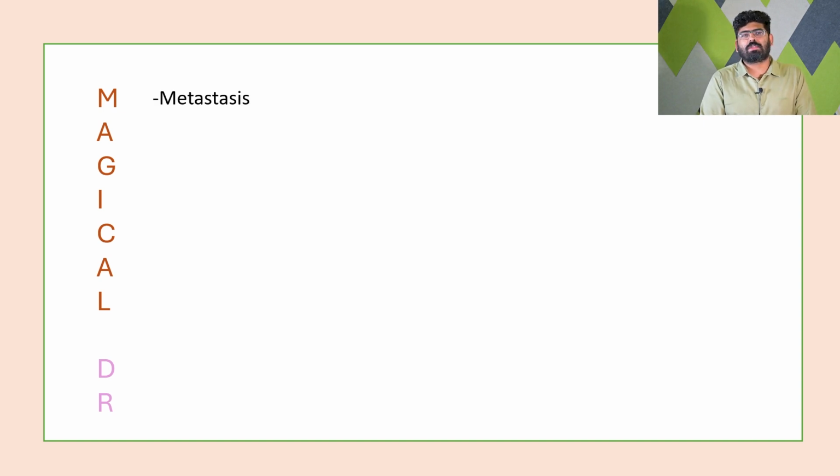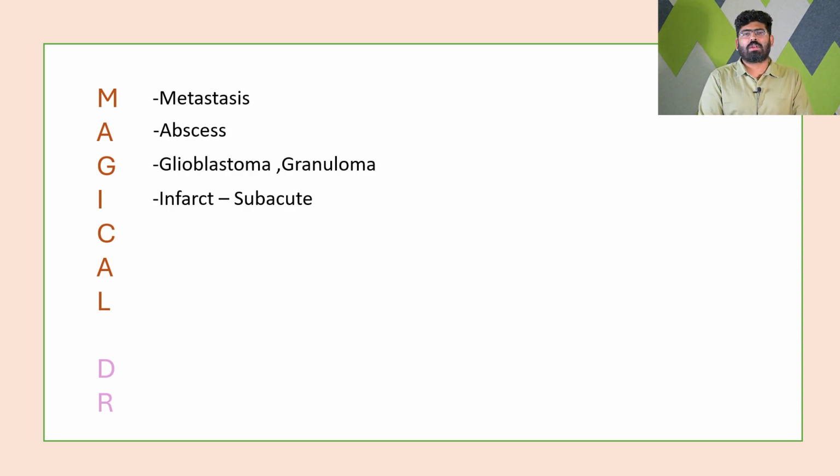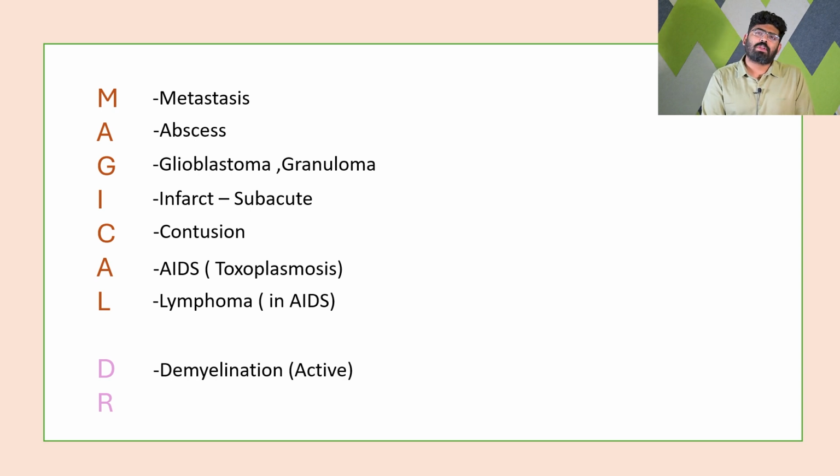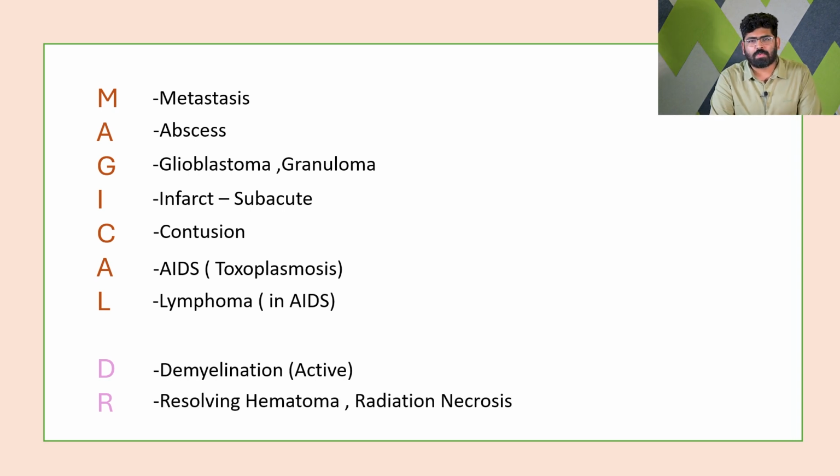M for metastasis, MAGIC DR. It's a magical DR. M for metastasis, A for abscess, G for glioblastoma and granuloma, I for infarct, I mean subacute infarct, C for contusions, and A for AIDS: toxoplasmosis and lymphoma in AIDS. D for demyelination, and R for resolving hematoma and radiation necrosis.